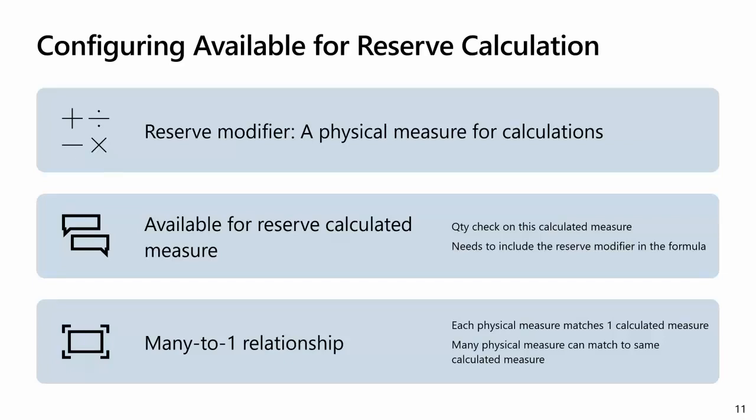The soft reservation reserve modifier and available for reservation measure have a many-to-one relationship. It means that each physical measure should be mapped to only one calculated measure. We should say at most one. But users have the option to configure multiple soft reserve modifiers to the same calculated measure in case they wish to check the changes from different data sources.